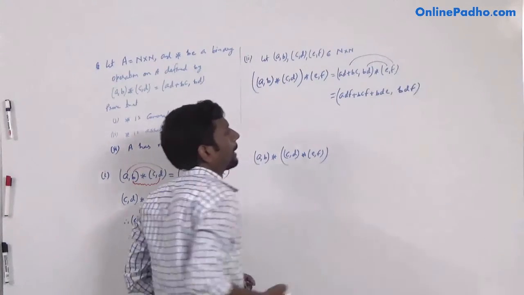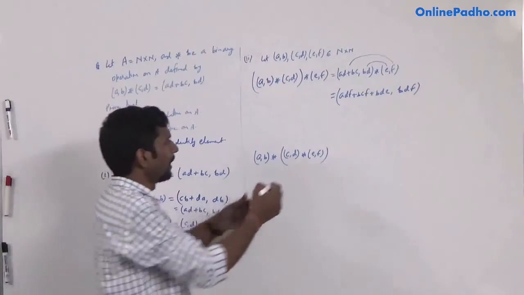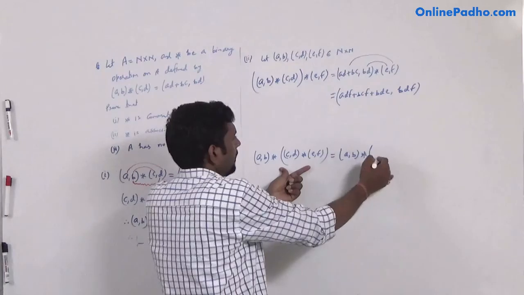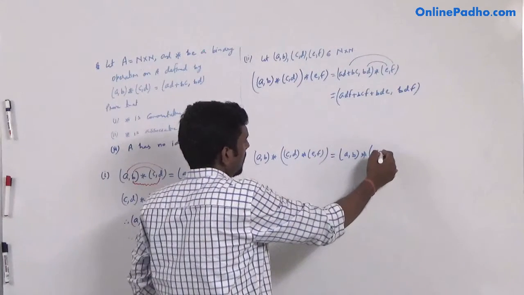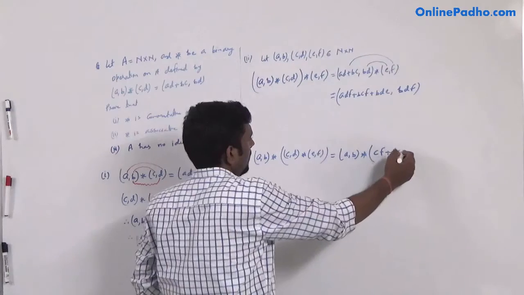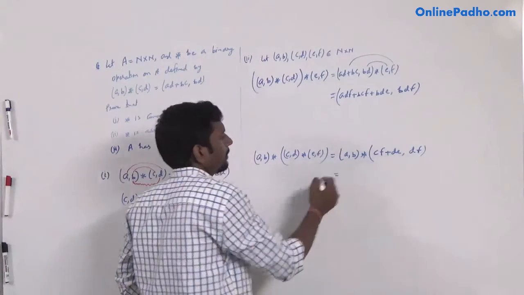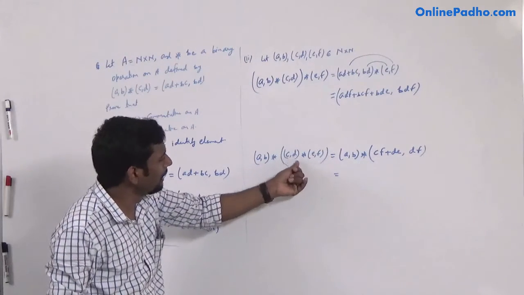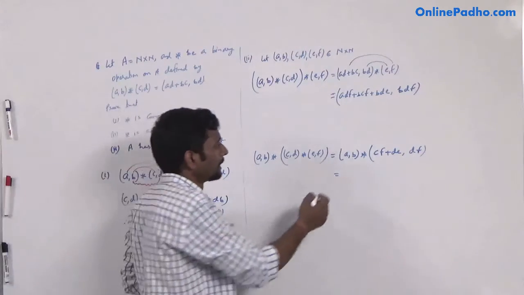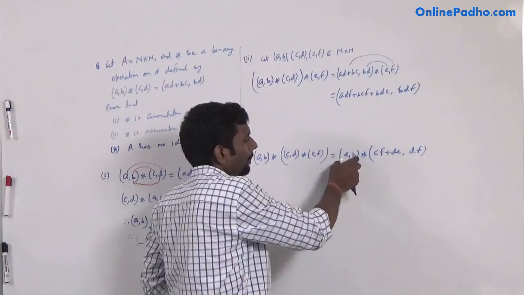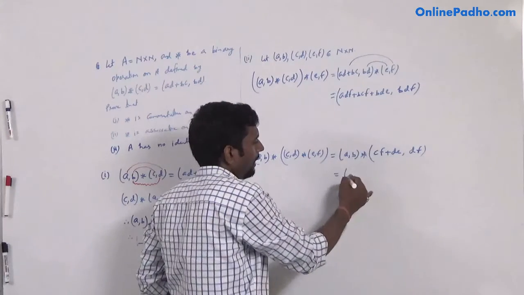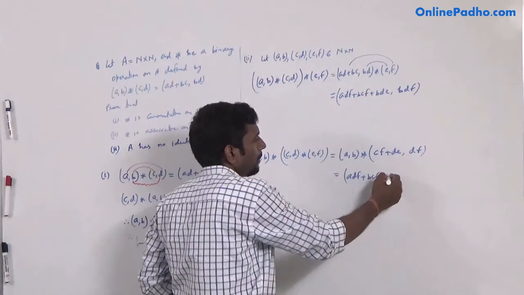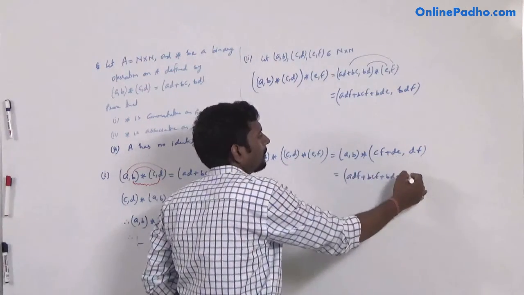Right? Now we have to find AB star, and first we have to solve this bracket. It can be written as CF plus DE comma DF. The first element is CF plus DE and the second element is DF. Now we apply the same concept here: first element multiplied by the last element, that is ADF, plus second multiplied by third, that is BCF plus BDE, and then BDF.